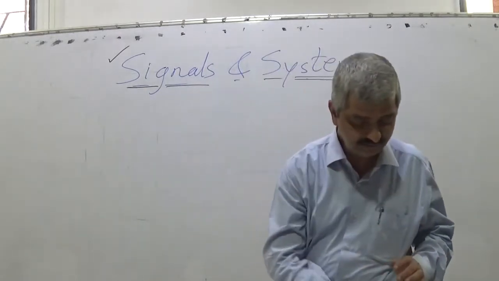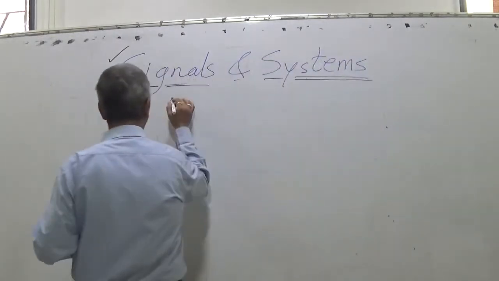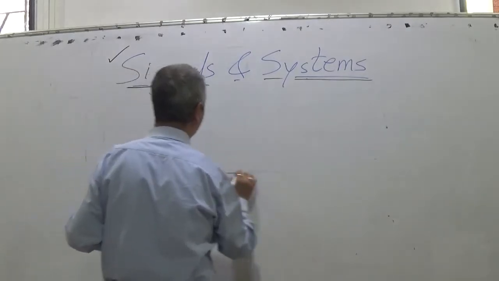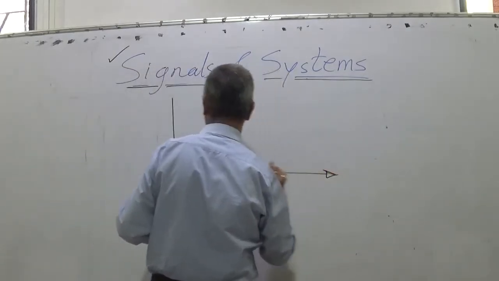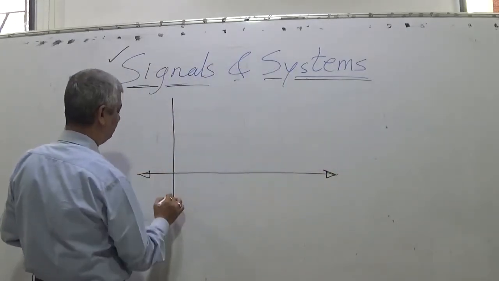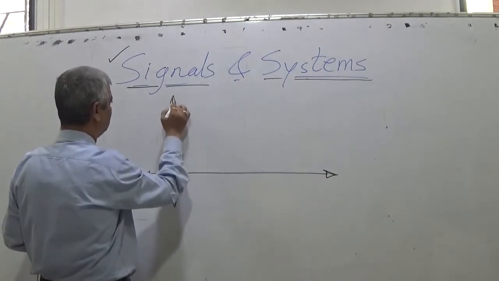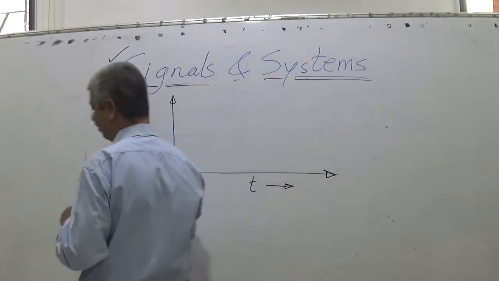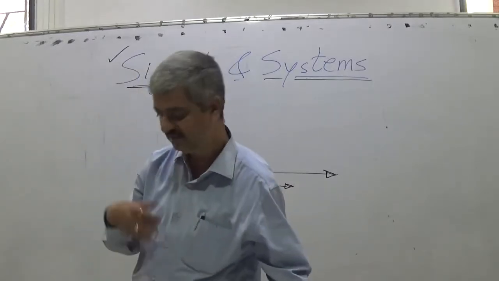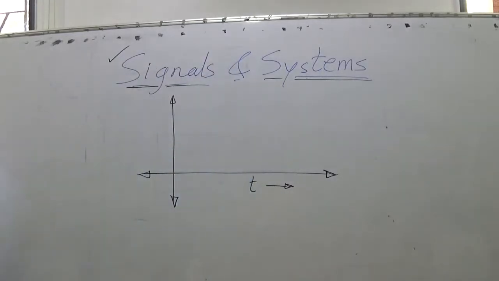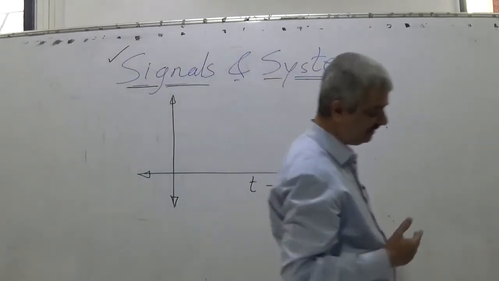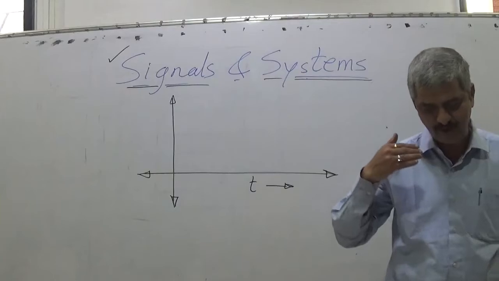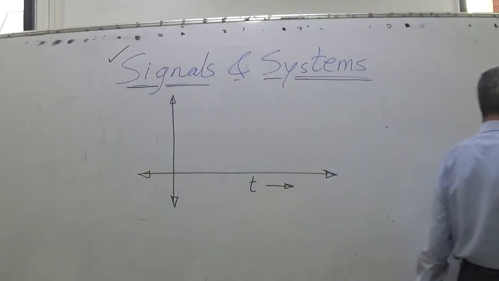So when we talk about signal, immediately we are tempted to have a graph, a two-dimensional graph on which the horizontal axis is the t-axis. You have plotted many such graphs in your studies till now. So by signal we mean that obviously signal must be a mapping of one variable with another variable.